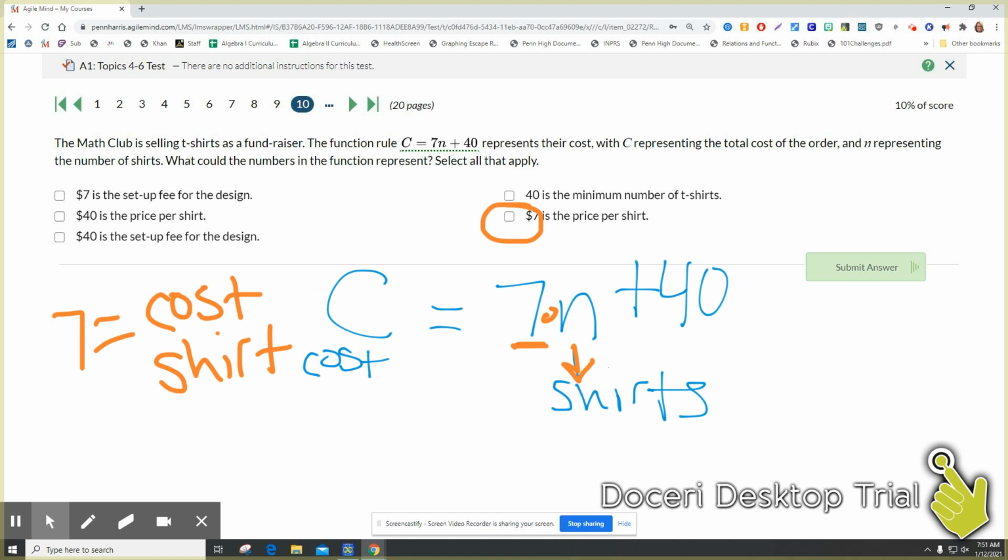And then let's talk about this 40. This 40 means it's a one-time fee. It's a starting fee, so it has nothing to do with the shirts. So when I look here, we already said that $7 is the price for shirts. $40 is the minimum number, or 40 is the minimum? No. 40 has nothing to do with shirts, guys. 40 is going to be the setup fee. It's a one-time fee that they're going to charge every time you place an order.